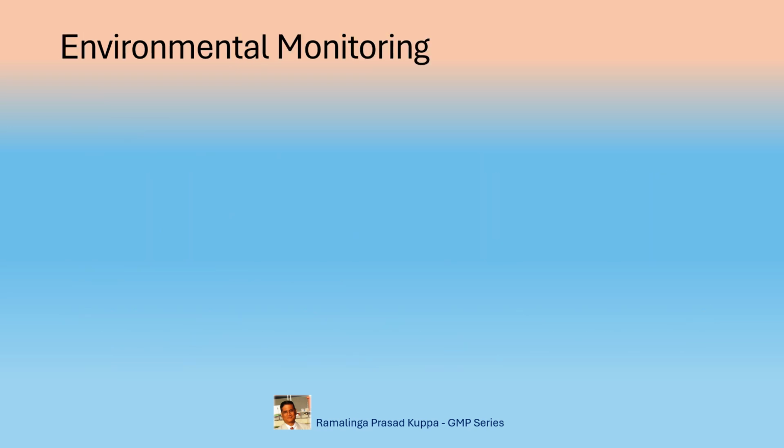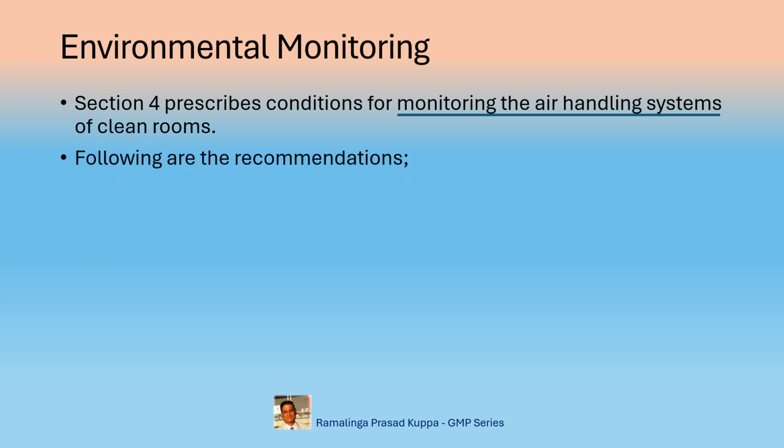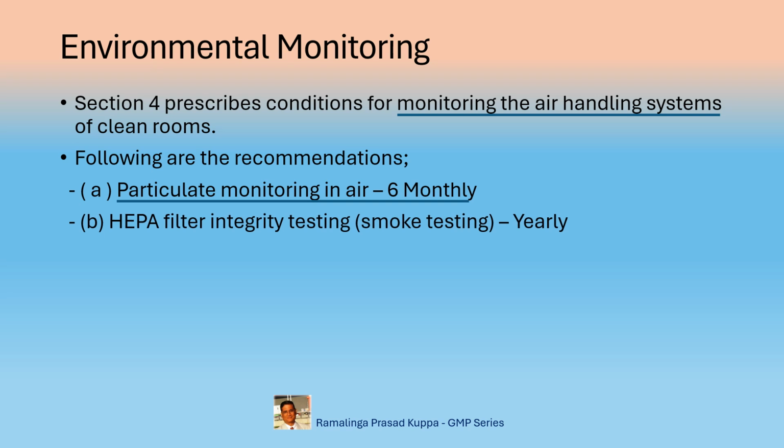Environmental monitoring. Section 4 prescribes conditions for monitoring the air handling systems of clean areas. Section 4 is supplementary to Section 3. This section prescribes requirements for monitoring regularly. Following are the recommendations. A. Particulate monitoring in air, 6 monthly. B. HEPA filter integrity testing, smoke testing, yearly.